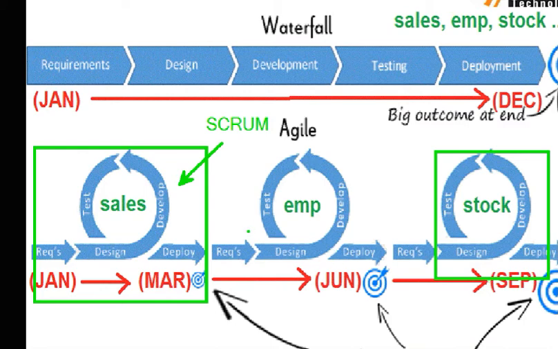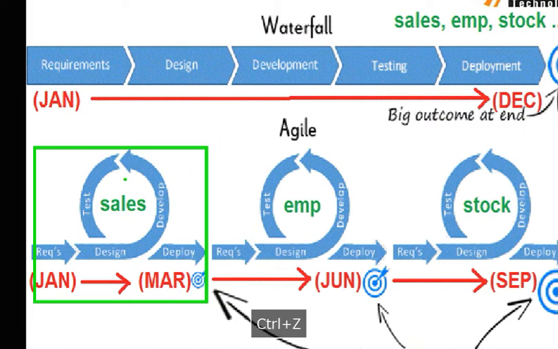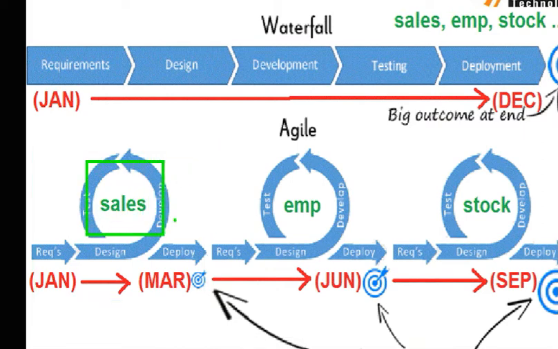The question is, what is a scrum? A scrum is a shorter development cycle. So in agile model we can have multiple scrums. If you just observe these two models, in waterfall model we have a single deployment, but in agile model we will have multiple deployments.